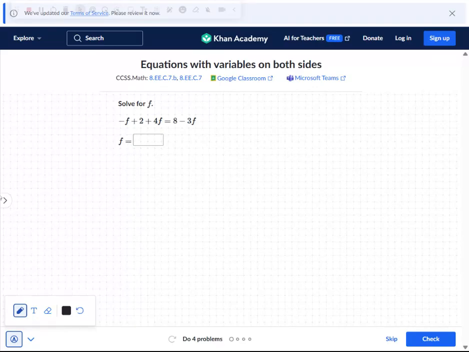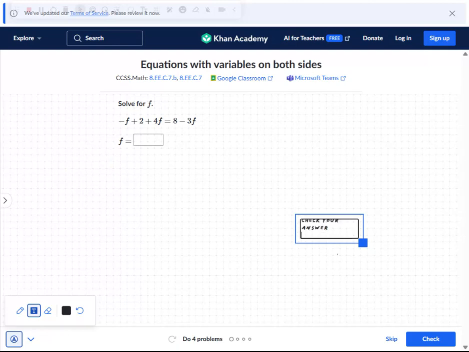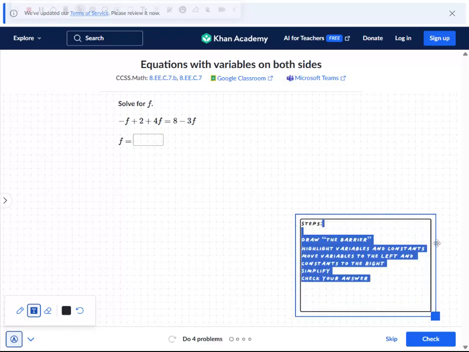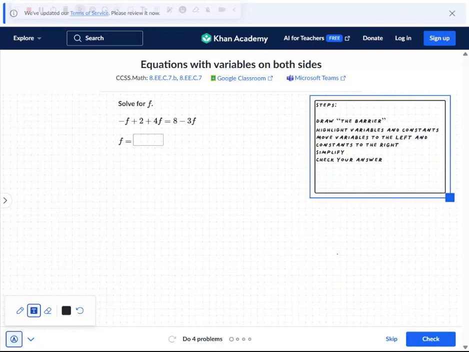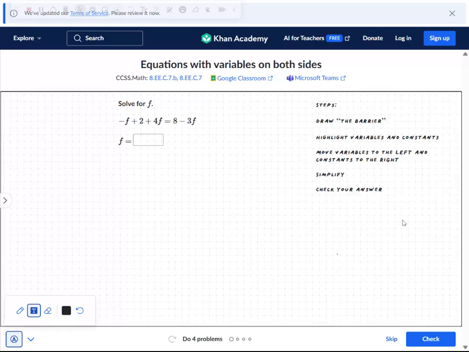All right, so what were our steps? How do we solve? I'm going to go ahead and copy and paste the notes that we had from class on what our steps were to solve when we've got variables on either side of the equation. So step 1 is to draw the barrier. Step 2 was to highlight variables and constants. Moving variables to the left, constants to the right, we simplify, and then we check our answer.